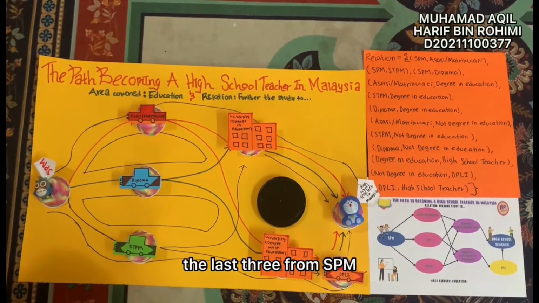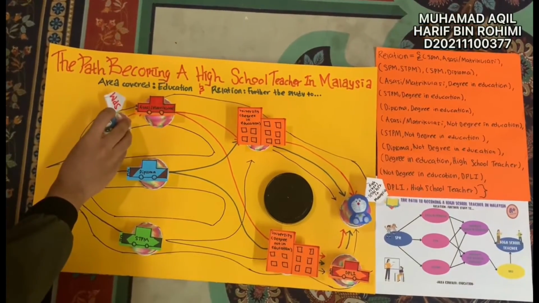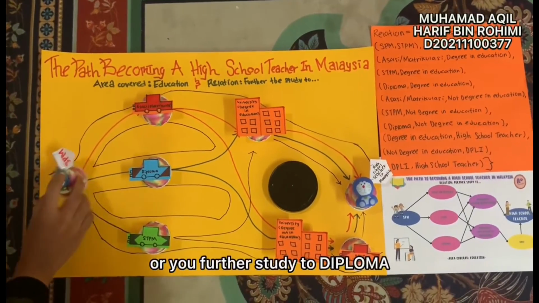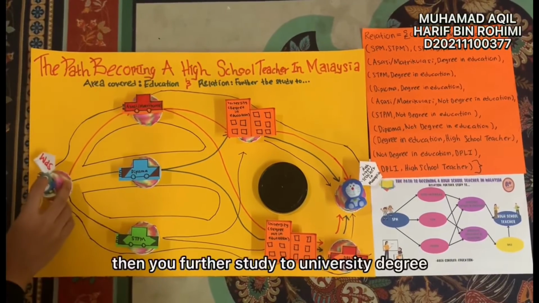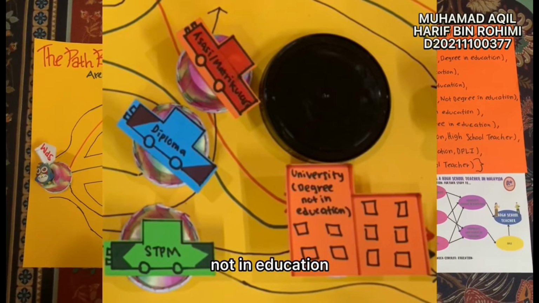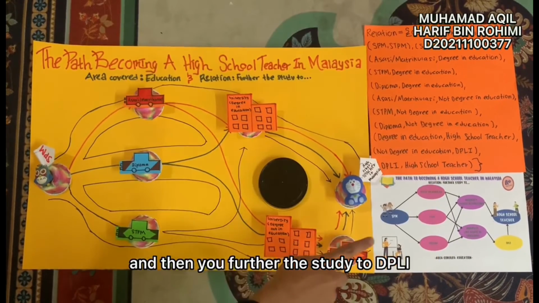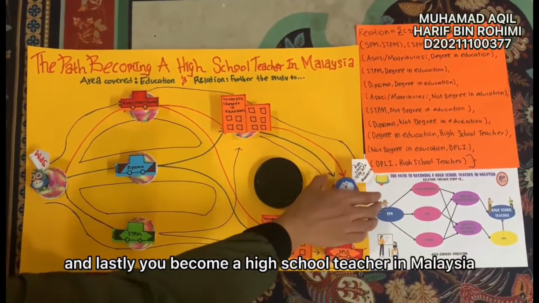For the last 3, from SPM, you further the study to asasi or matrikulasi, or you further the study to diploma, or you further the study to STPM. Then, you further the study to a university degree not in education. And then, you further the study to TPLI. And lastly, you become a high school teacher in Malaysia.